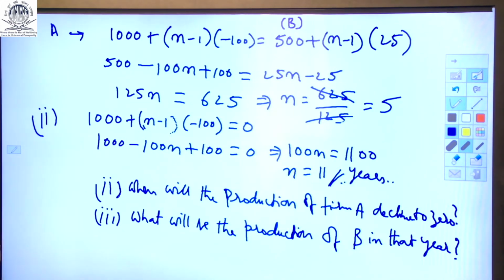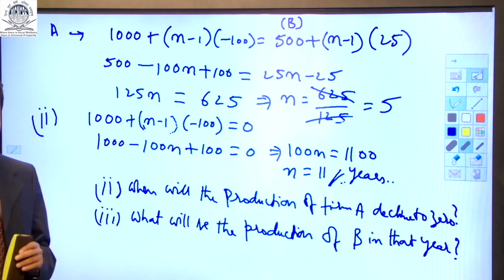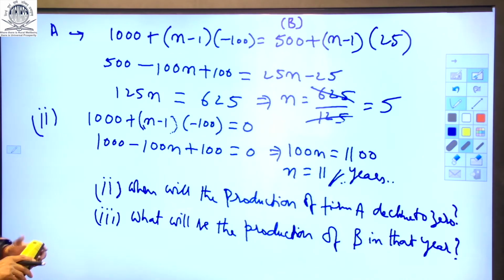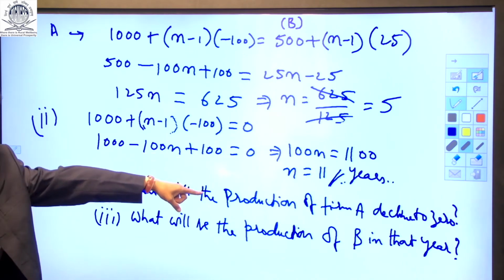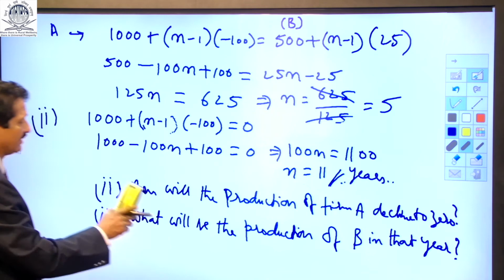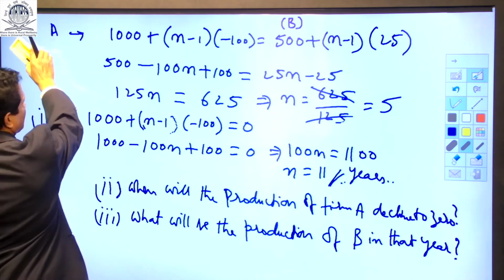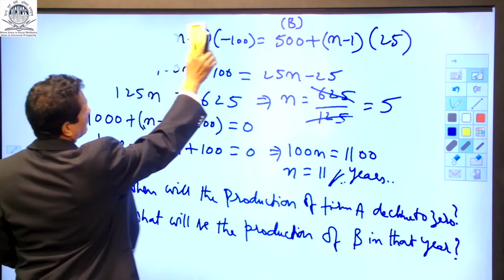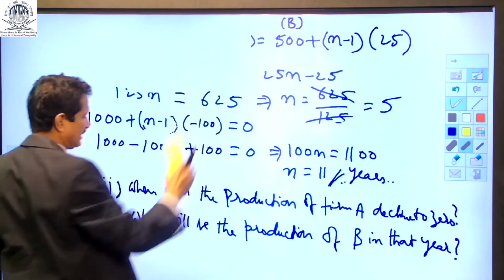Let us read the third problem. What will be the production of B in that year? In which year? In the year of 11. In that year means he is referring to n is equal to 11. Let us solve this now. Production of B in that year.